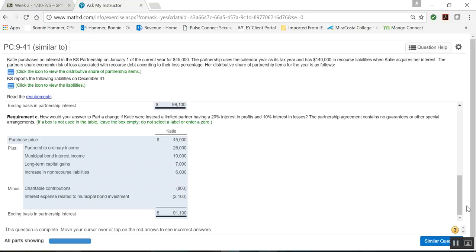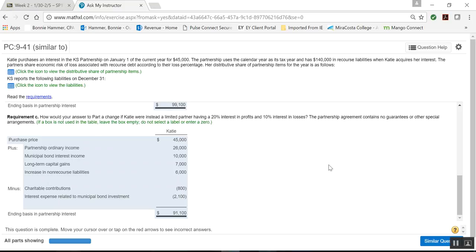It tells us here that she's a limited partner having a 20% interest in the profits and 10% interest in losses, and that the partnership agreement contains no guarantees or other special arrangements. And it also says if a box is not used in the table, leave it empty, do not select a label or enter a 0.